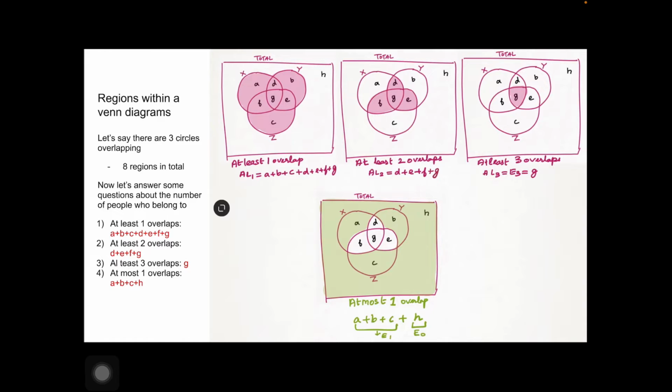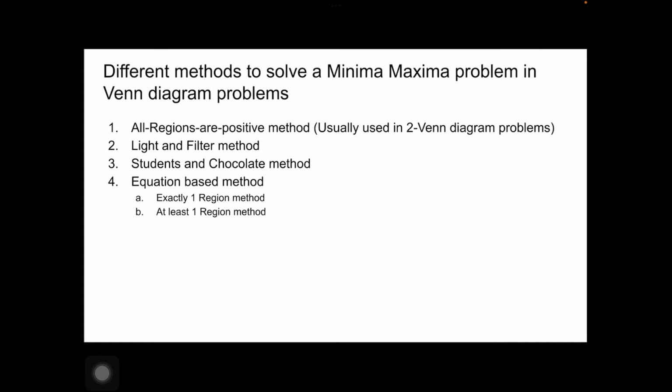Depending upon the questions, whether it is speaking about exactly one language or at least one language or at most one language, the regions may vary. Now that we've seen the basic terminologies, let's see what are the different methods that we can use to solve minimum maximum problems. There are at least 4 or 5 different methods to solve.